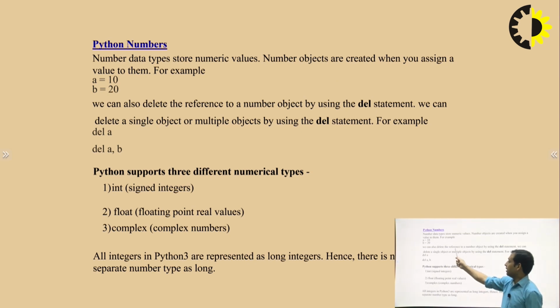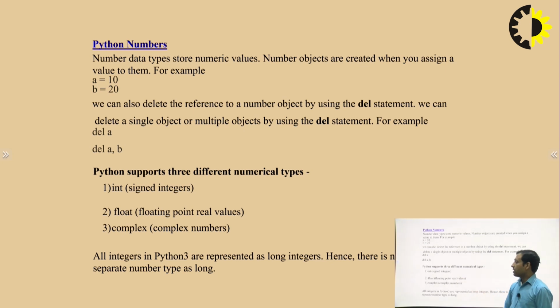We can delete the reference to the number object by using the del statement, just like here del a. So we are deleting the reference which is pointing to the value 10. We can also delete multiple objects by using the del statement with a comma, del a, b, both. If we access the objects a and b after deleting them, there will be an error message, because there is no value referred to by a and b.